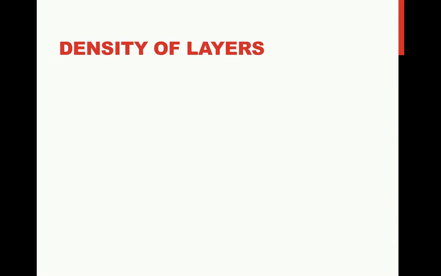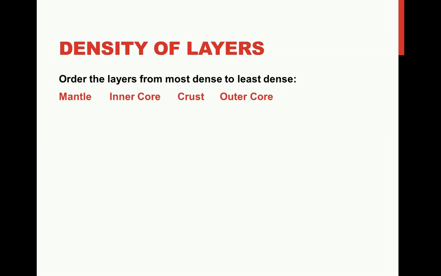Let's do an interactive example and talk about the density of the layers. From the physical information that was given to you, you should be able to infer the density of the layers compared to one another. Order the layers from most dense to least dense. Pause this video and take a few minutes to work out your solution and discuss amongst the class. You can resume the video when you're ready to continue.